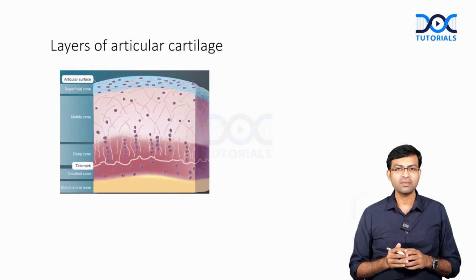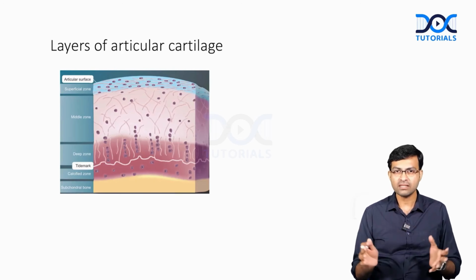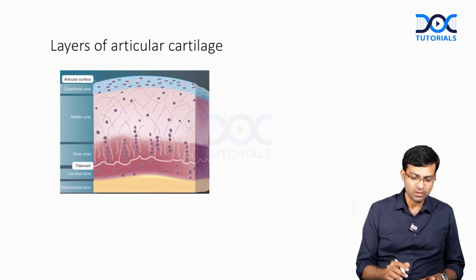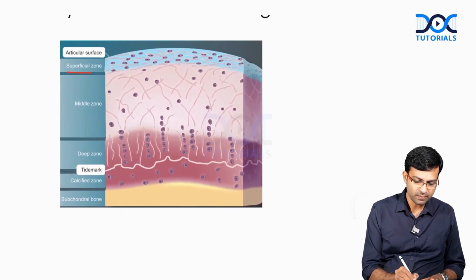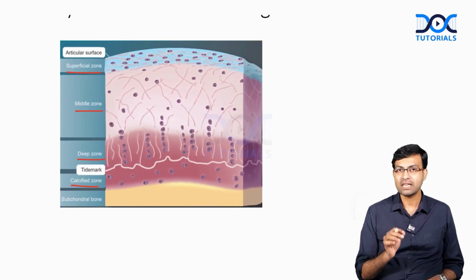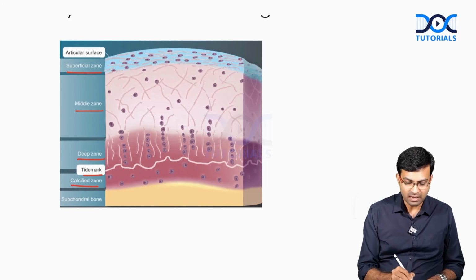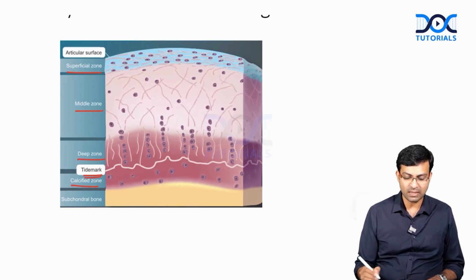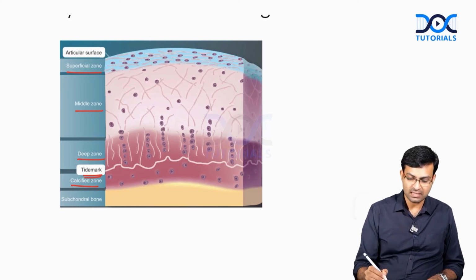Now let's quickly look into the layers of articular cartilage. Articular cartilage, we know, is seen in all of these synovial joints, and it has several layers. You have the superficial zone, the middle zone, the deep zone and the calcified zone. An important MCQ here is the tide mark. The tide mark is a line which separates the deep zone from the calcified zone.